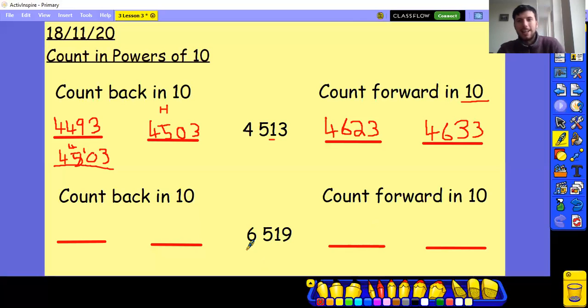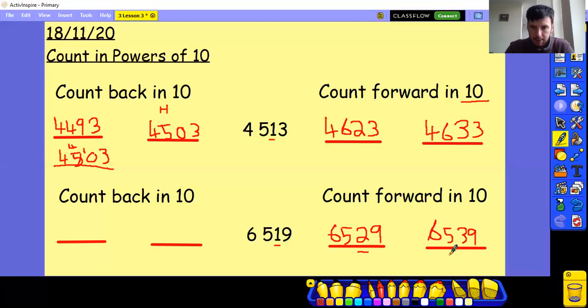Right, okay, let's take a look at what we've all got, shall we? So, 6,519. I'll go forward first, then I will go back. So, look at my tens, I've got a 1 again. So again, I'm going to increase that by 10, so the 1's going to become a 2. So I've got 6,529. And then I'm going to look at my tens again and increase it by another 10. So I'm going to have 6,539.